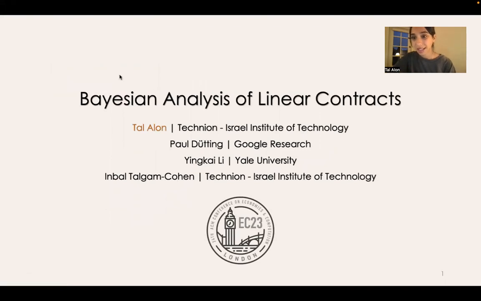So this is Bayesian analysis of linear contracts. My name is Tal, and this is based on joint work with Paul Duetting, Yingkai, and Inbal Talgam-Cohen. And the fundamental thing I'm going to be talking about is incentivizing effort in simple ways.